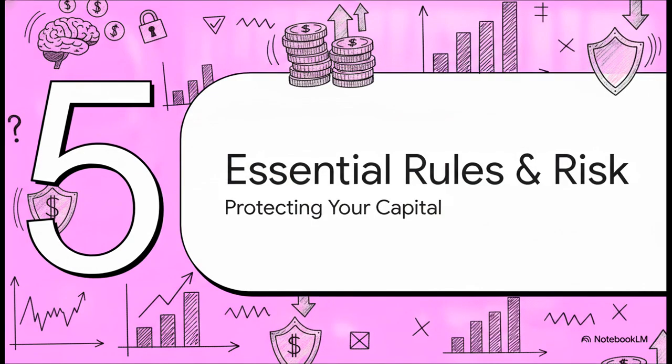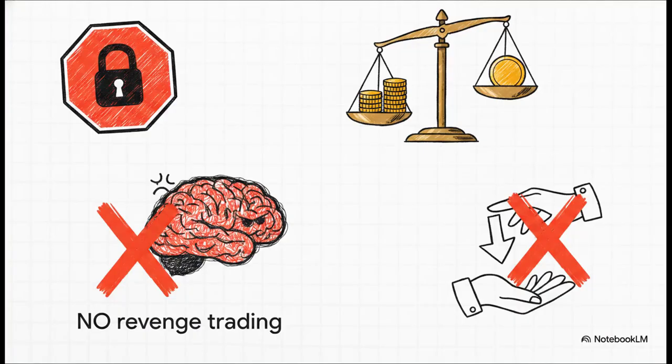So the crucial point is coming up right here in Section 5, Essential Rules and Risk. Listen, having a brilliant strategy to identify entries is honestly completely worthless if you don't know how to manage your money. These are the non-negotiable rules of the MNQ pullback strategy. First, wait for the pullback. Do not chase a runaway market just because you have FOMO.